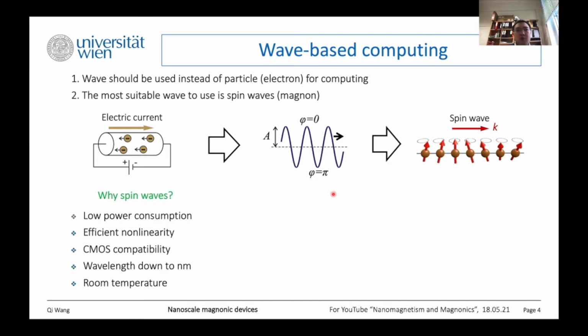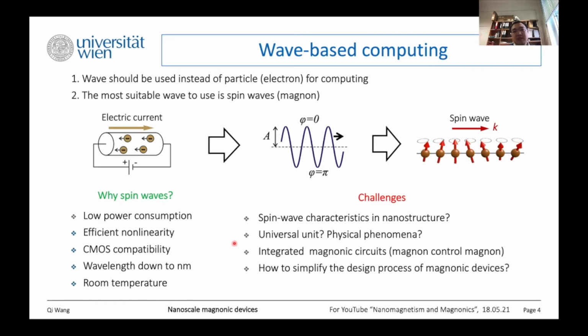There are a lot of waves. Why do we choose spin waves? The first one is the low power consumption. And the second one is efficient nonlinearity. In order to do the computing, we must use spin waves to control spin waves themselves. So this efficient nonlinearity is quite important. This is also the advantage compared to light, which is also another wave. And for sure, CMOS compatibility, wavelengths down to nanometer, and room temperature.